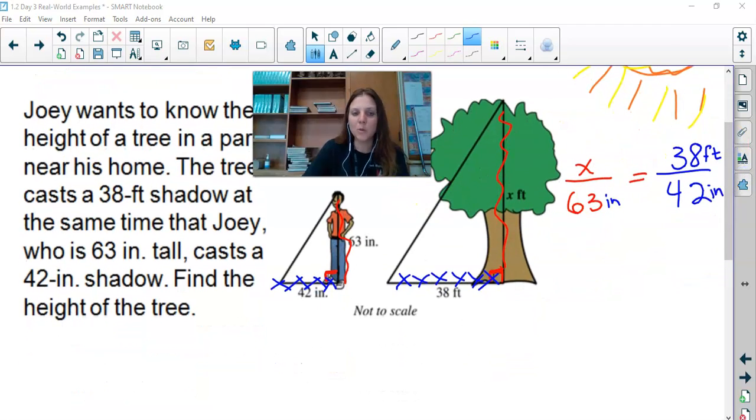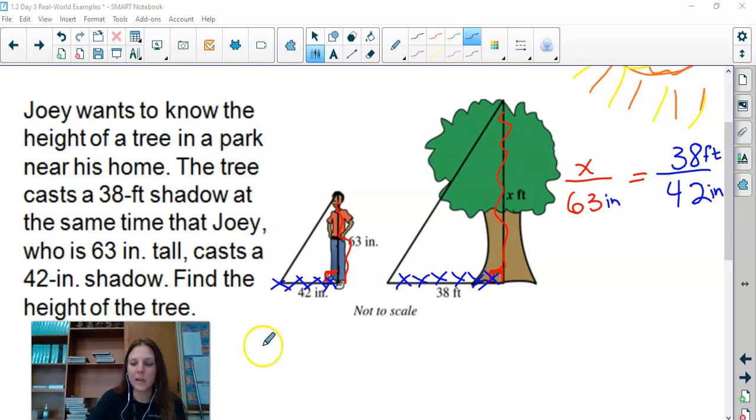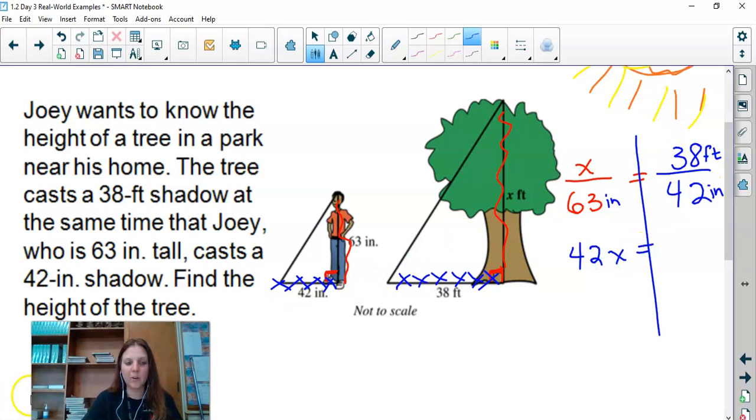Okay, but what we do need to do is go ahead and cross multiply. Okay, so I'm going to go to my calculator and type this. So 42 times x is just 42x. And then 38 times 63, I got 2,394. I'm going to go ahead and divide by 42.